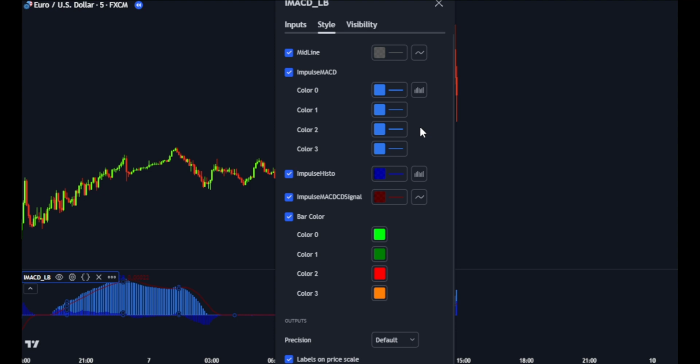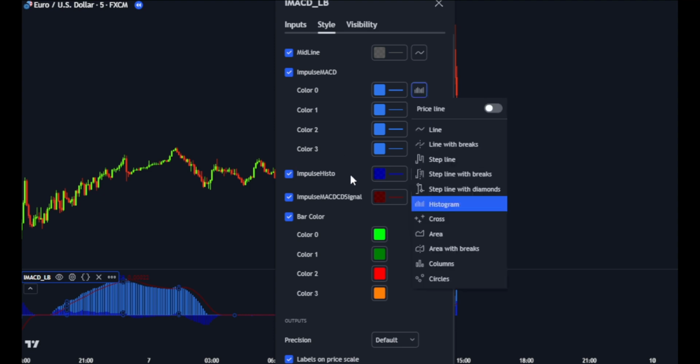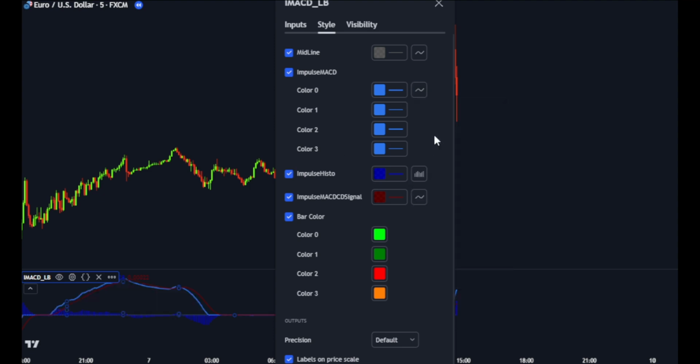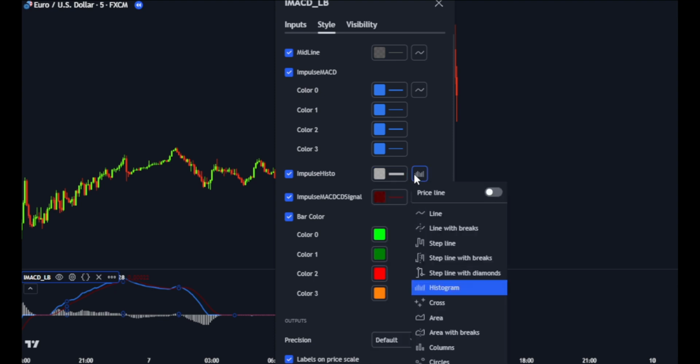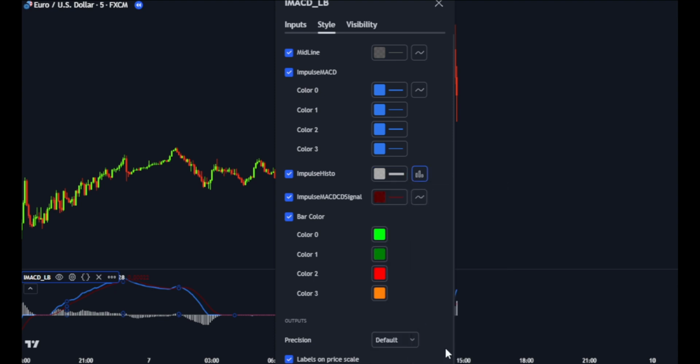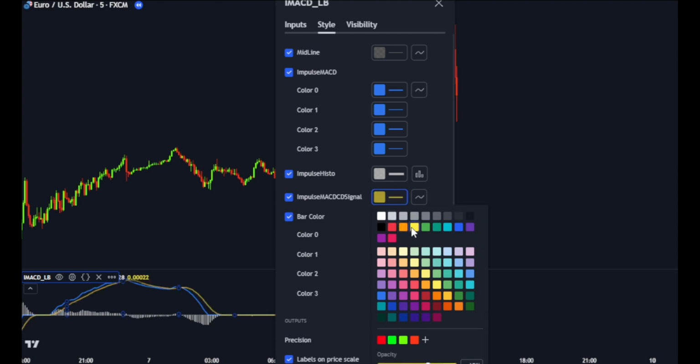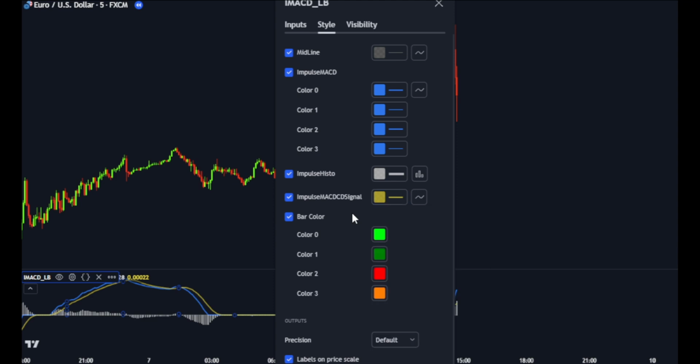Now we are going to change from histogram to line. In the Impulse Histo section, we are going to change its color to white, and then change from histogram to columns. And finally, we are going to change the color of the Impulse MACD signal section to yellow. And we already have the first indicator ready to take the trades.